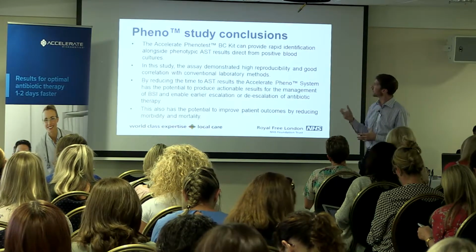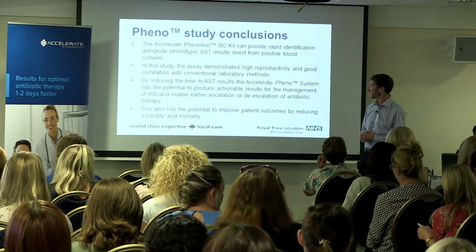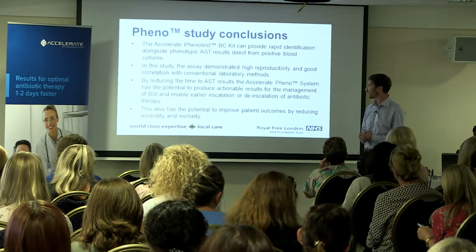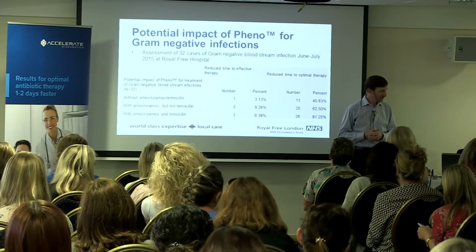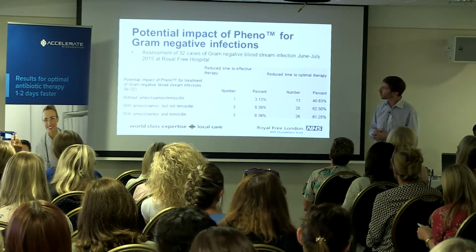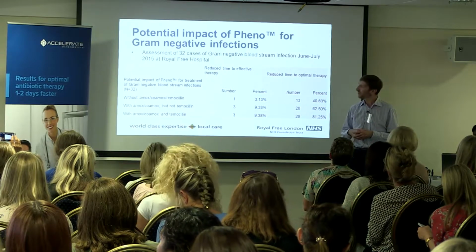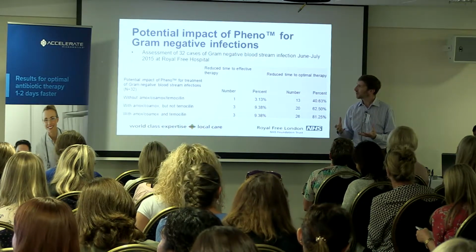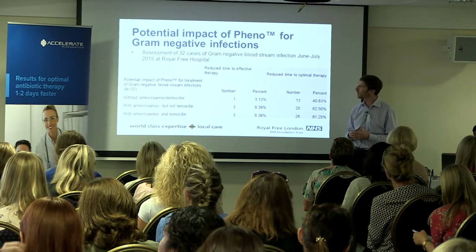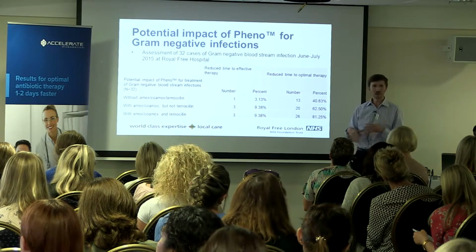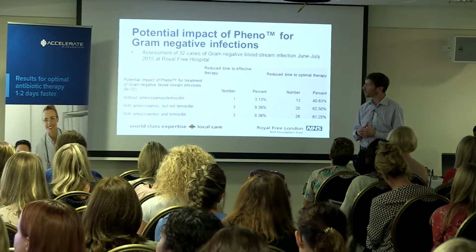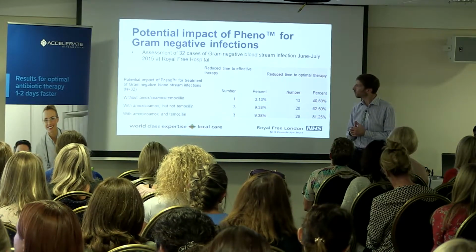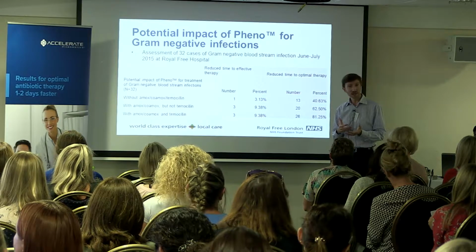So this was good news, and then the next question is how do we use this in practice, and what's the potential impact? So we did a little thought experiment about this. We looked at 32 of our cases of gram-negative bloodstream infection and tried to imagine if we had the sensitivity results more quickly, how would that help us? And what we found was usually our empirical treatment is effective.